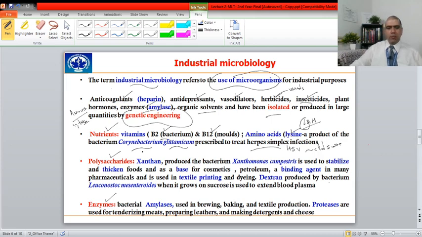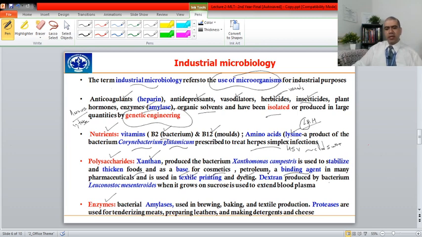Okay. Polysaccharides, we have xanthan. Xanthan is produced by the bacterium Xanthomonas campestris, and is used to stabilize and thicken foods, and it acts as a base for many different kinds of cosmetics like lipsticks and other kinds of face creams. Then in petroleum, and it also acts as a binding agent in many pharmaceuticals, I mean drugs, and it's also used in textiles, printing, and dyeing of different kinds of clothes.